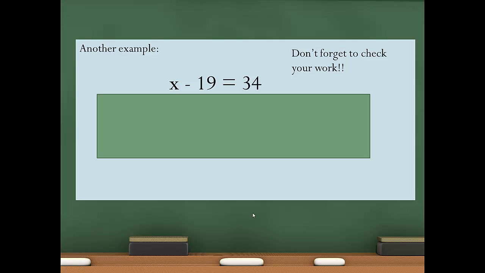Let's go ahead and let you give this other example a try on your own. Don't forget to check your work and make sure you are correct. x minus 19 equals 34. Now would be a really good time to pause the video, go ahead and do your work on your paper, and then come back and check to see if your answer is correct.